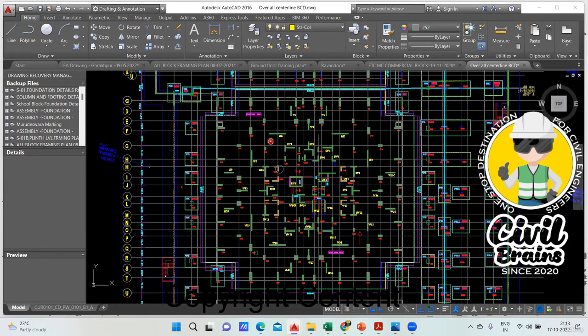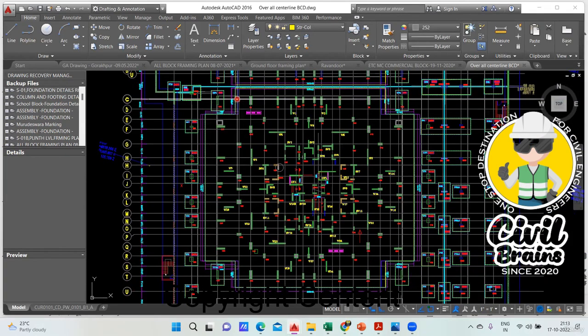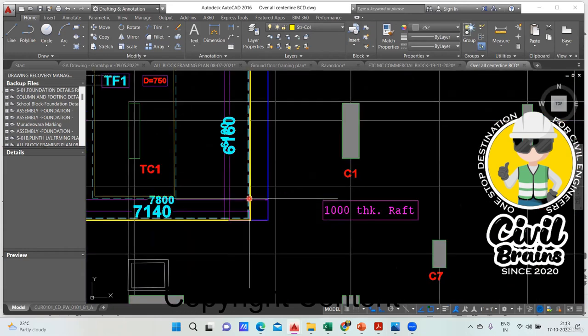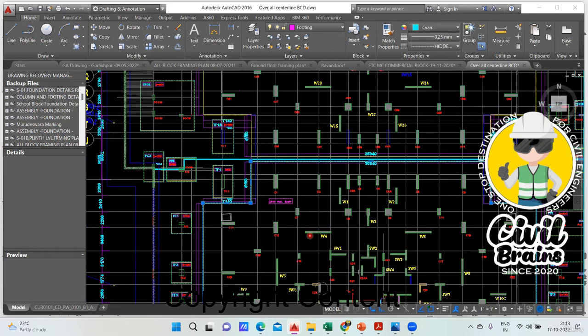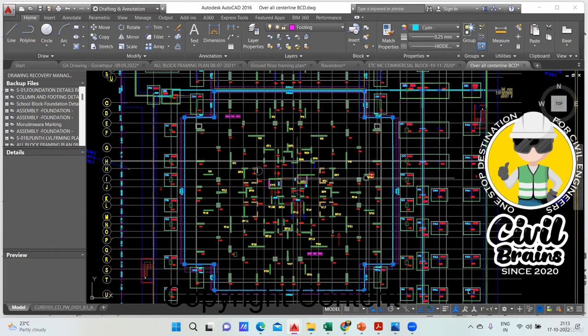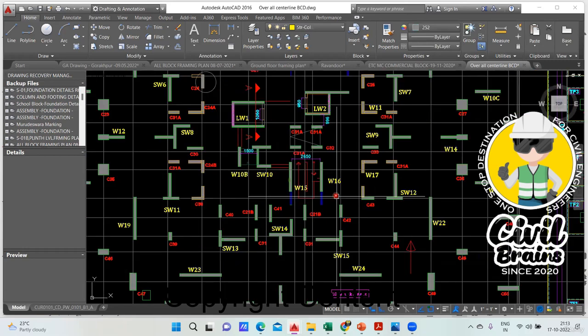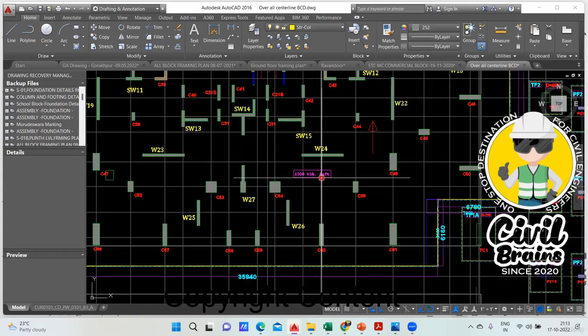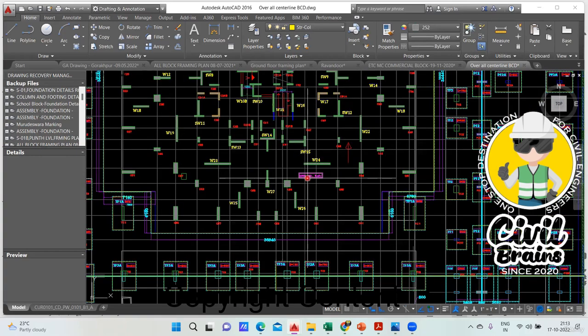Now in this particular project, this is a footing. See here, the one which is this yellow color, I'll click on the yellow color. So this entire thing is your raft foundation, and the shape is something like this. Now the depth is mentioned here. See here, it's written 1000 thick raft, which means 1 meter is the thickness of your raft. The depth of your foundation is 1 meter.